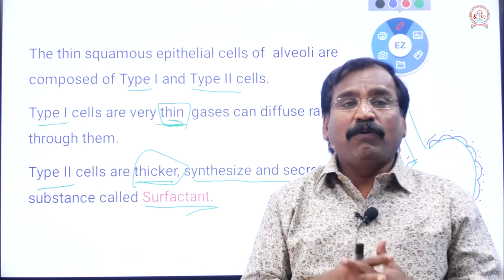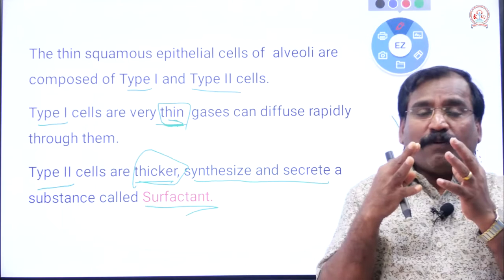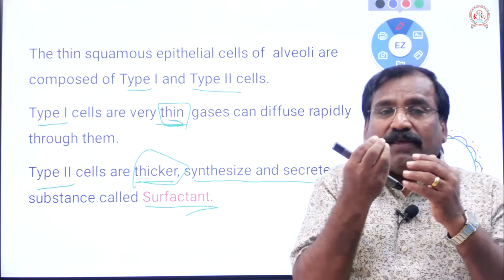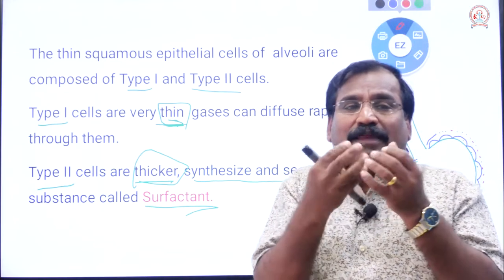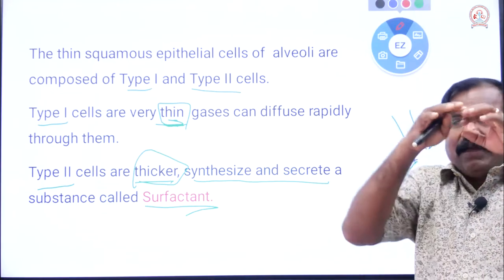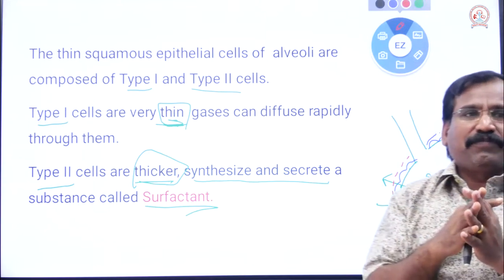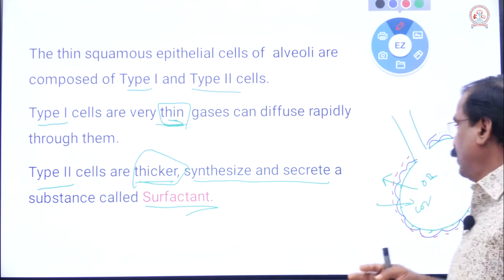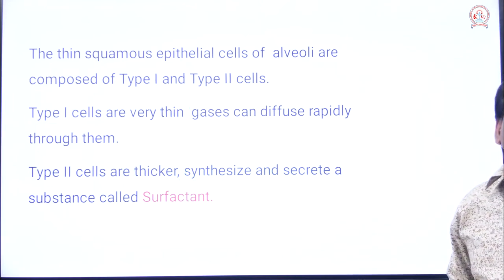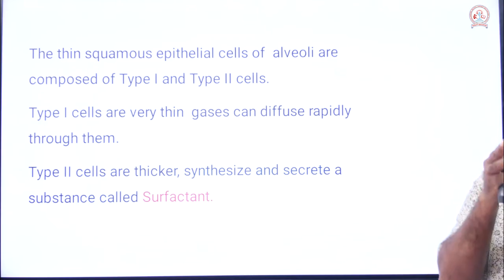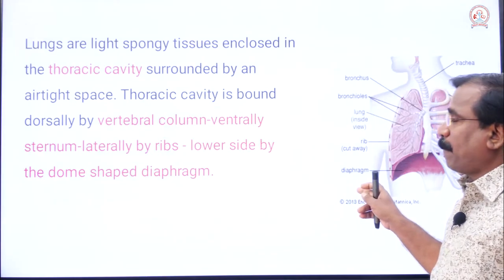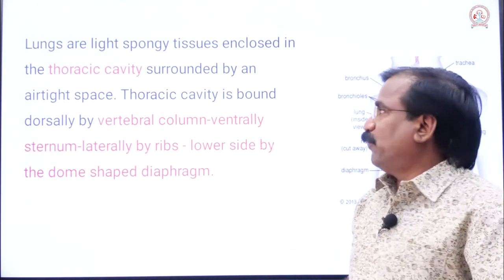Okay, what does surfactant do? Because it is on the surface, surfactant reduces the surface tension and protects the alveoli from collapsing, right? So that surfactant is very important. The substance they secrete is a thick viscous substance called surfactant, very important, that covers the alveoli.